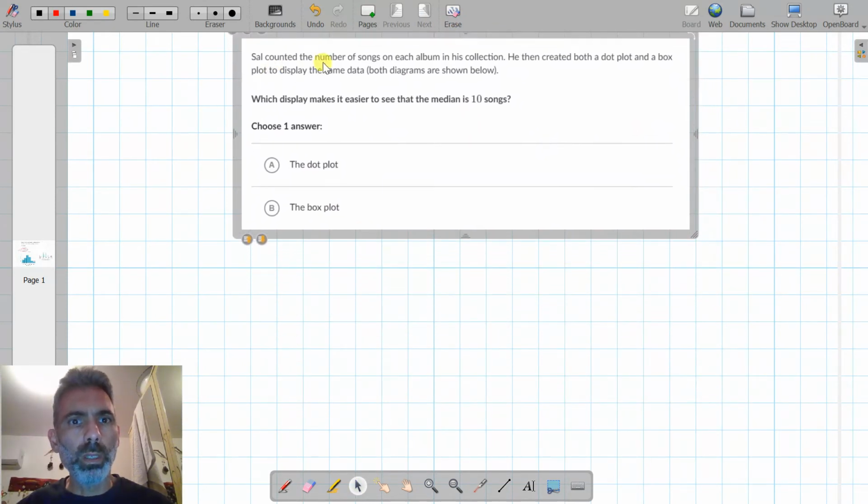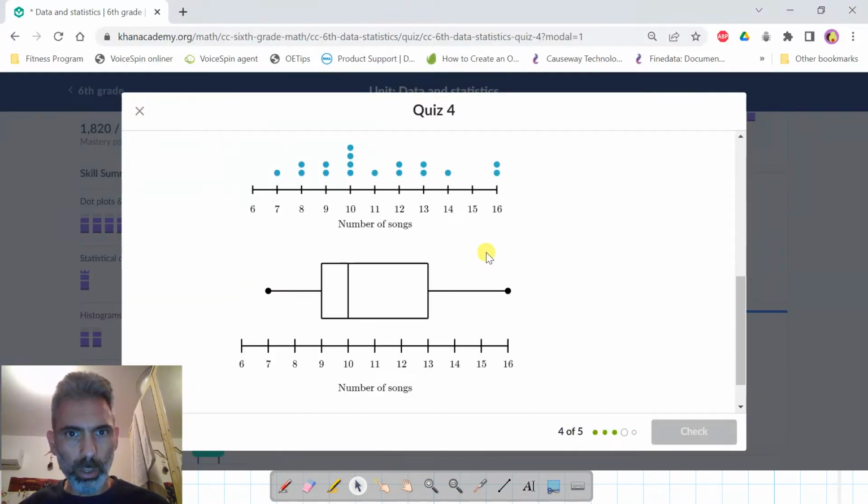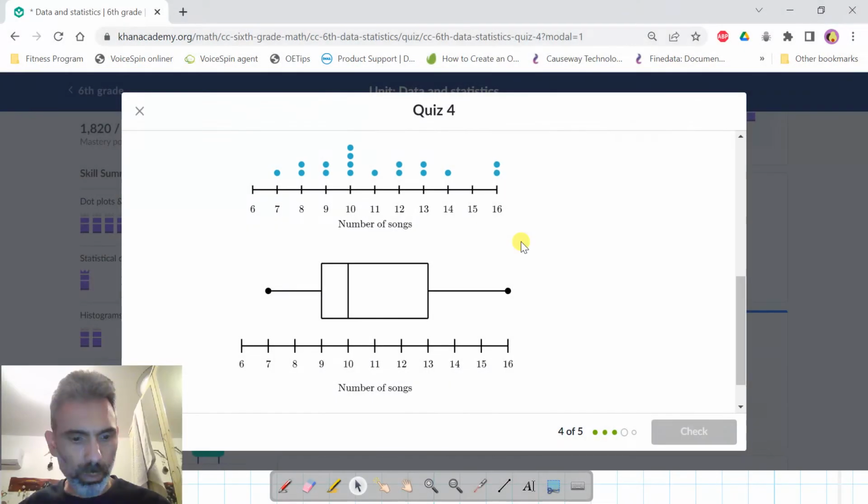Sal counted the number of songs on each album in his collection. He then created both a dot plot and a box plot to display the same data, both diagrams shown below. So let's copy the dot plot and the box plot. So this is the dot plot.